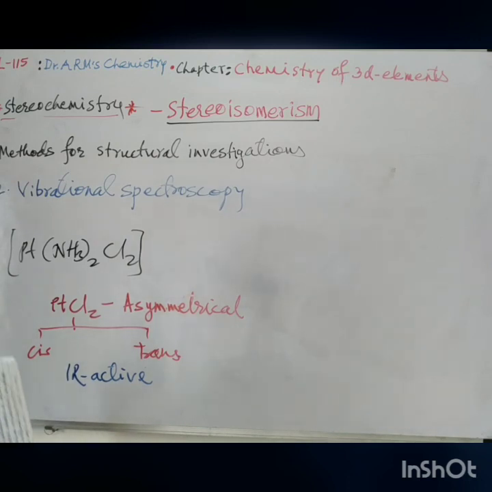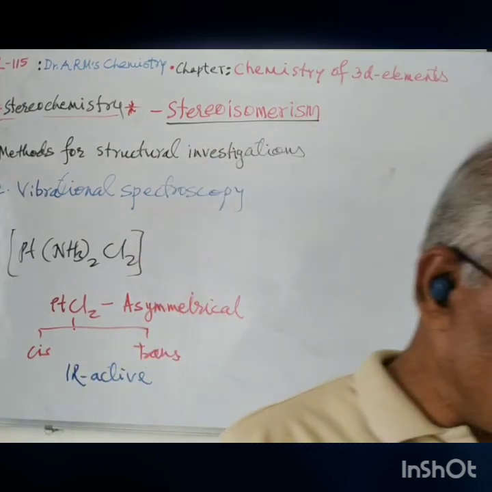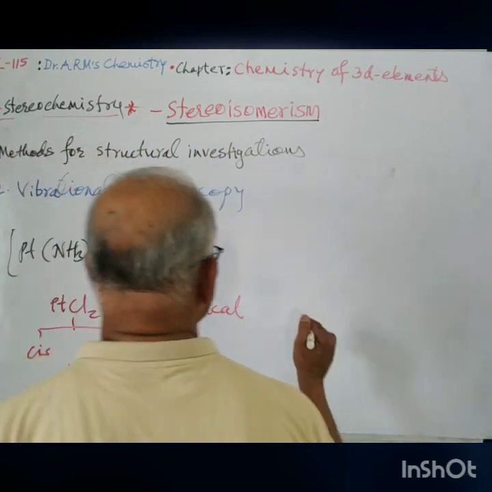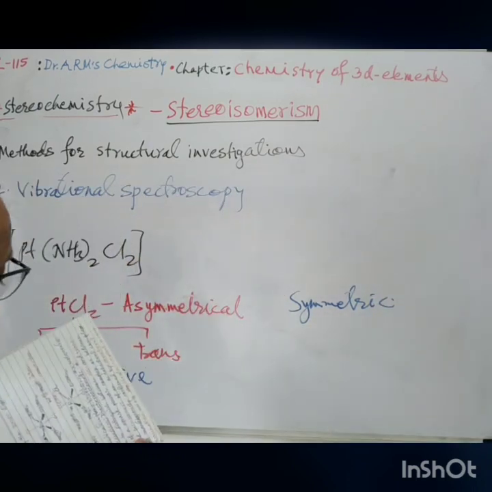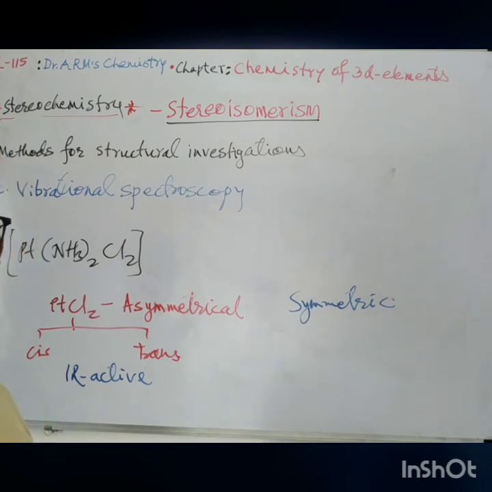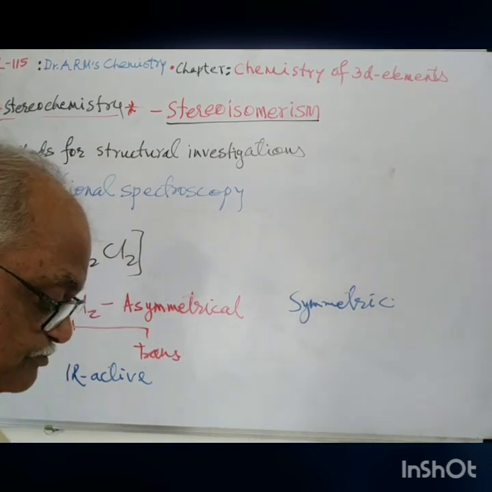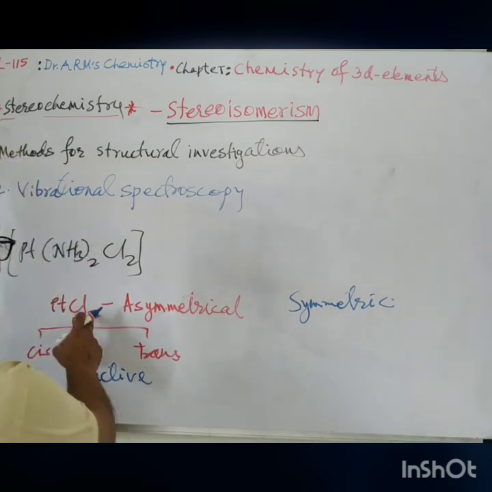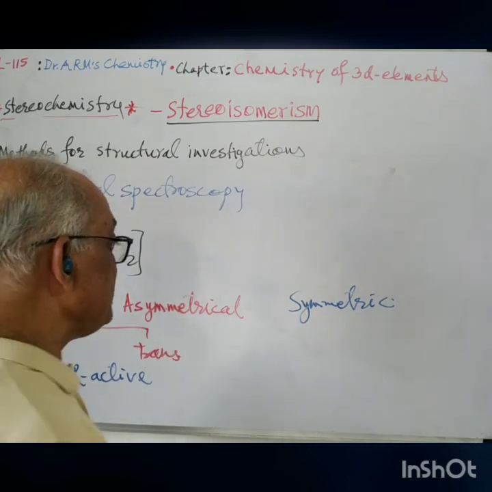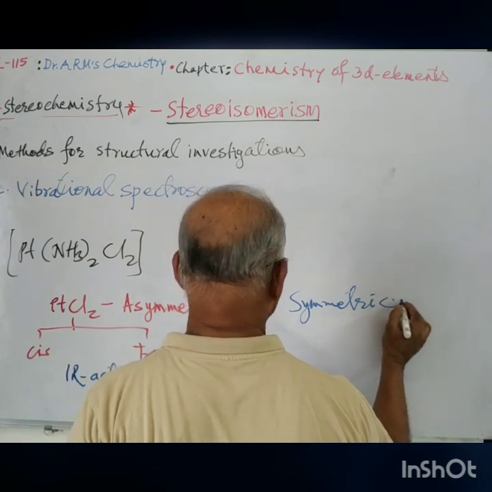When the vibrational transitions are asymmetric, both types of isomers, cis and trans, are IR active. But when the molecule is symmetric, the molecule shows symmetric transitions, symmetric stretch. In the case of this PtCl2 unit, the symmetric stretch is IR active only for the cis isomer, we can see.